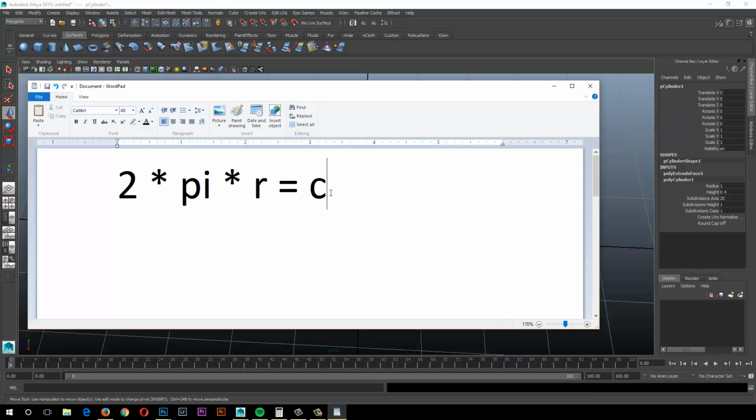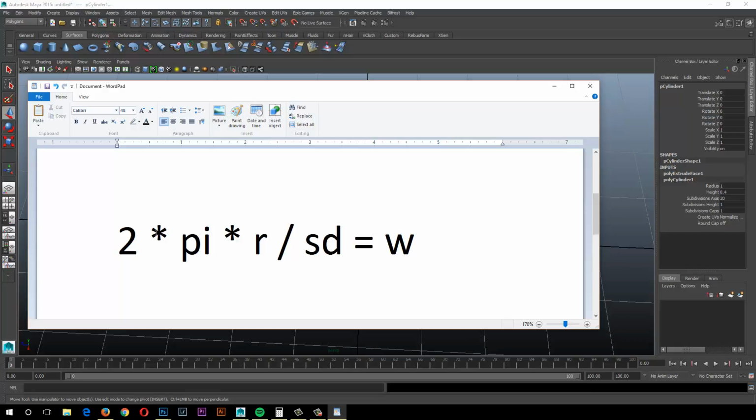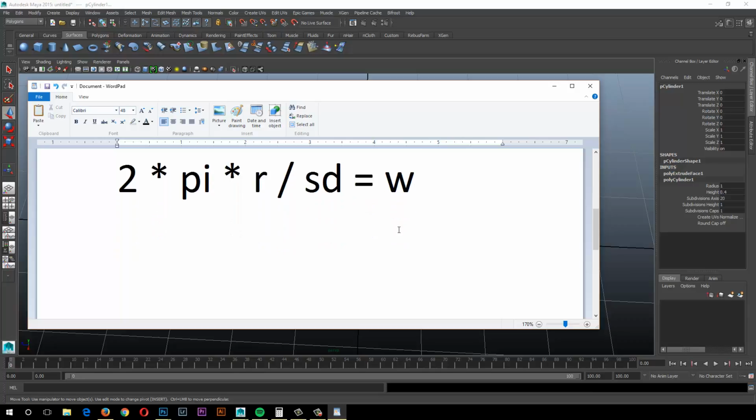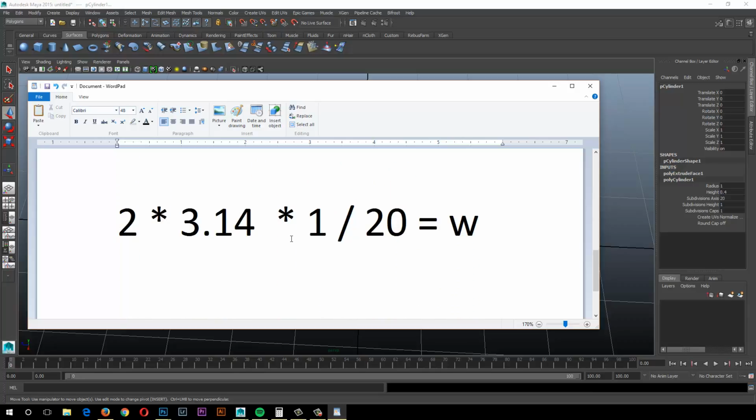Now, really, we don't want just the circumference. We need to know how wide each one of our teeth are so we can work backwards from that. So the way we do that is first find our circumference, 2 times pi times r, and we divide it by the number of subdivisions we have, SD for subdivision, which was 20, to find the width of each one of those faces. So I've already written out the math here. So 2 times pi, 3.14, we could simplify it, that's close enough, times 1, that was our radius, divided by 20 subdivisions will equal our width.